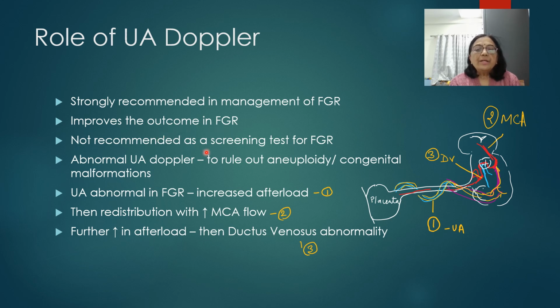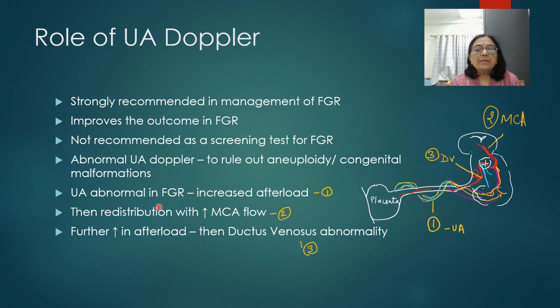It is not recommended as a screening test for fetal growth restriction. If you do it as a routine, umbilical artery Doppler is not a predictive test for fetal growth restriction. Whenever we get an abnormal umbilical artery Doppler, it is an indication to rule out aneuploidy or congenital malformations in the baby.